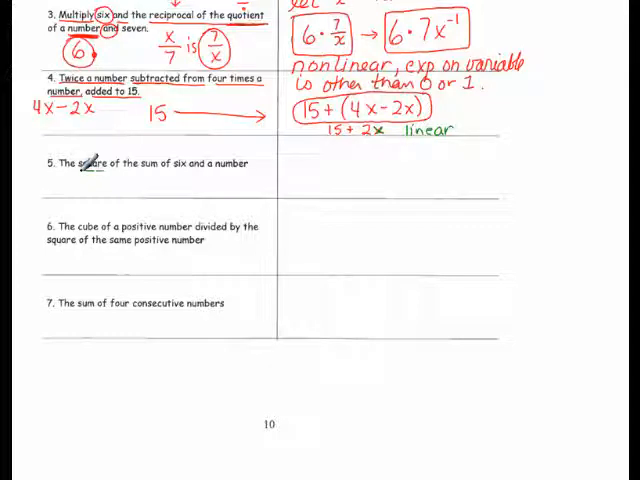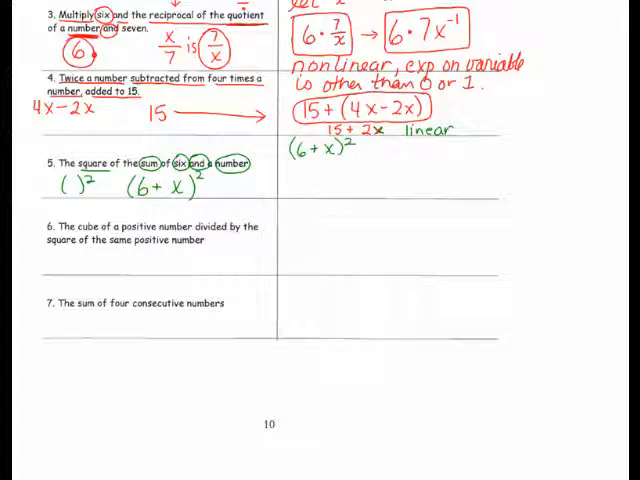We want the square, so that would be raised to the second power. The square of what? The square of a sum. So that would be adding two terms raised to the second power. What are the two terms? 6 and a number. So 6 and x. So we have 6 plus x raised to the second power.